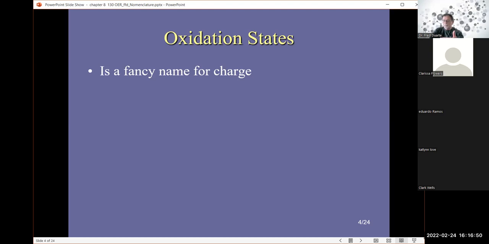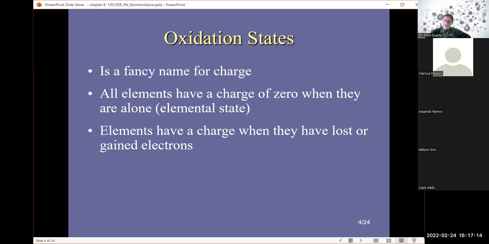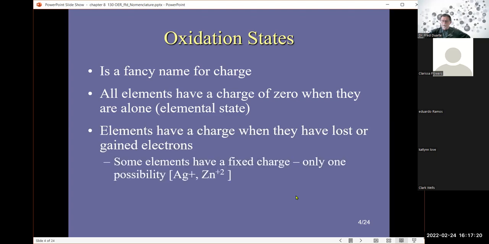So when I ask what is the oxidation state of the sodium ion, what you do is find it in the periodic table, see that it is in group one, and it becomes a plus one. Oxidation state of calcium, plus two. Oxidation state of oxide is a negative two. All elements obviously have a zero charge because they have an equal number of protons and electrons. And it is only when they either lose or gain electrons that they become ionic.